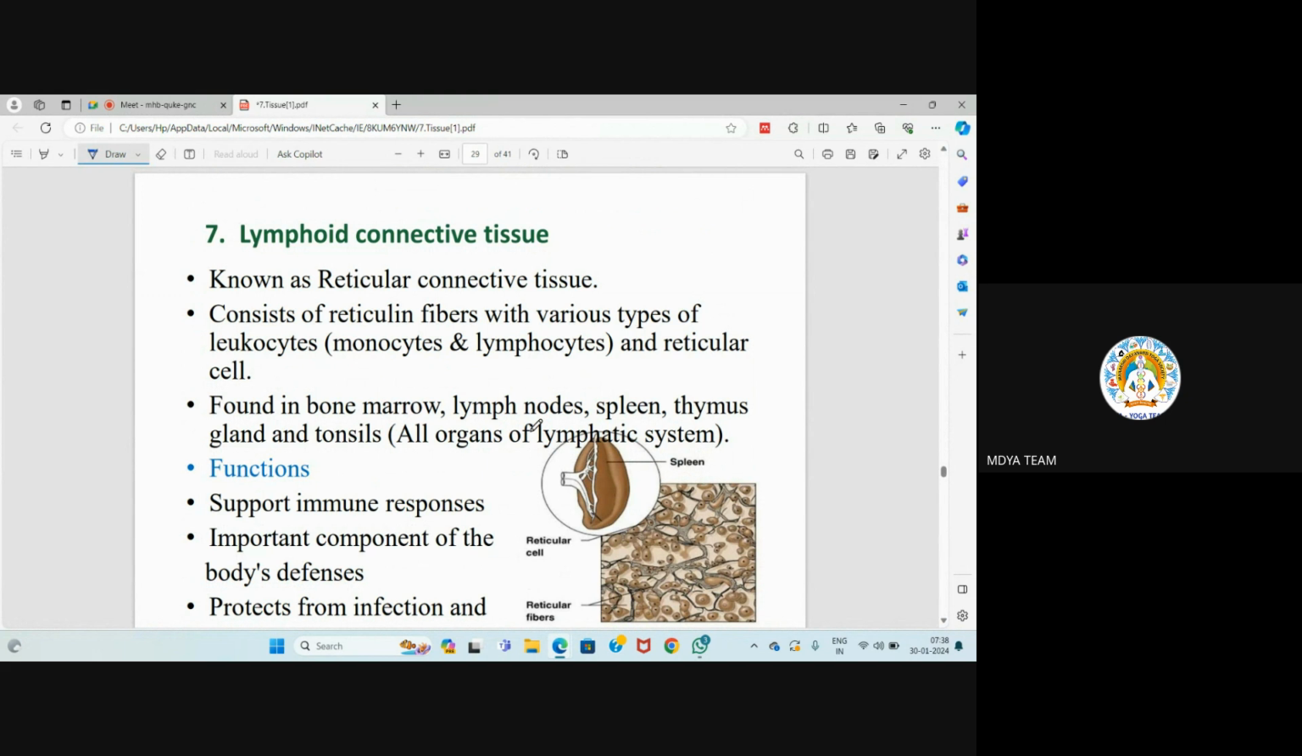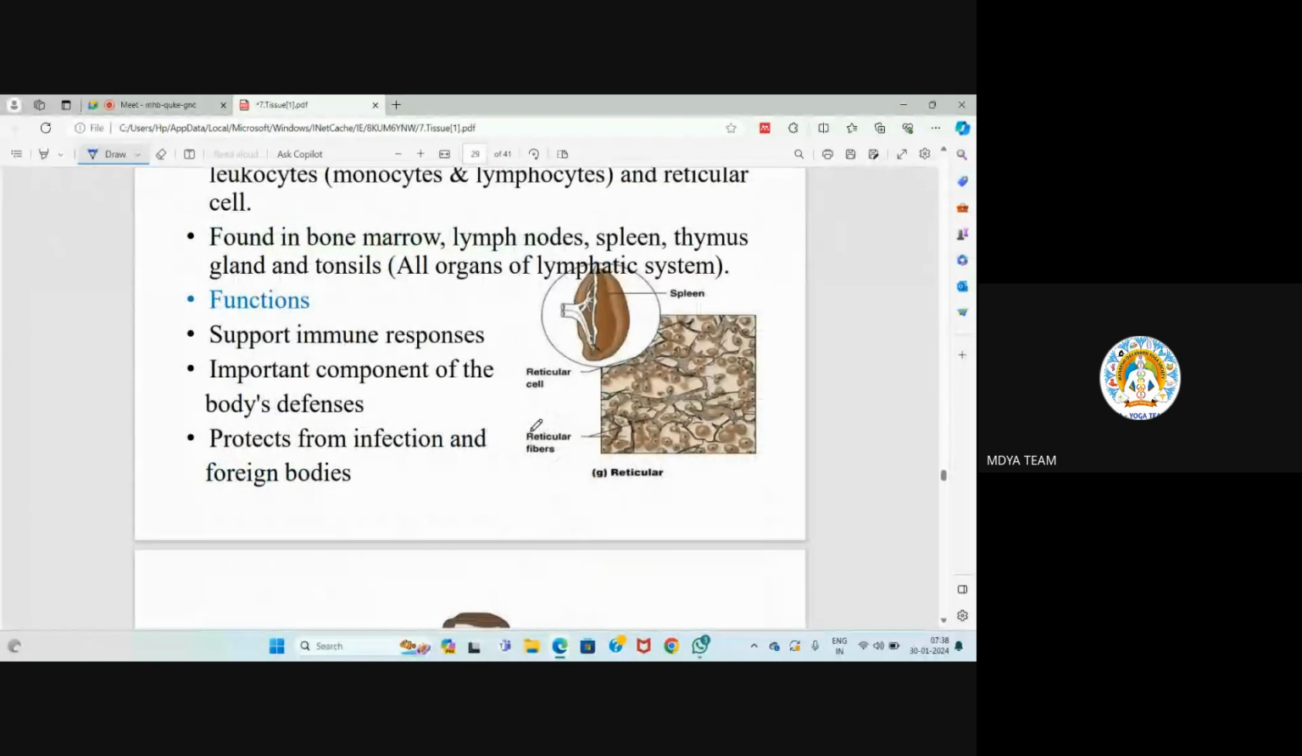Just remember, the lymphatic system is a part of our defense mechanism. Lymphoid connective tissue is mostly made up of white blood cells, mostly monocytes and lymphocytes, and found in bone marrow, lymph nodes, spleen, thymus, and tonsils. Now the functions are to support immune responses. It is an important component of the body's defense, and protects from infection and foreign bodies.